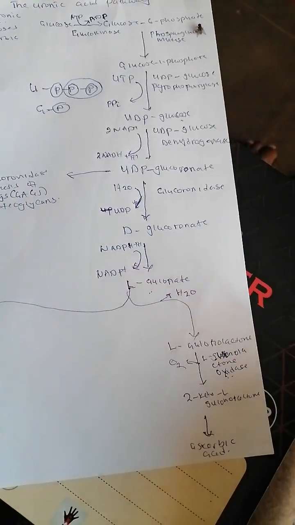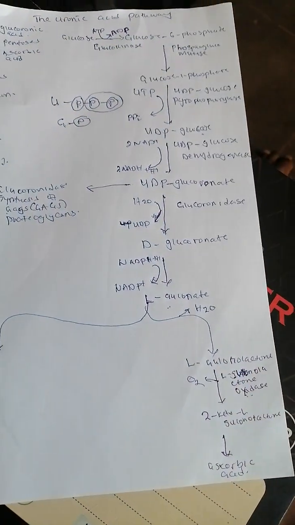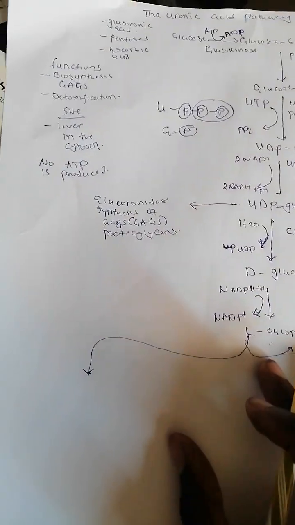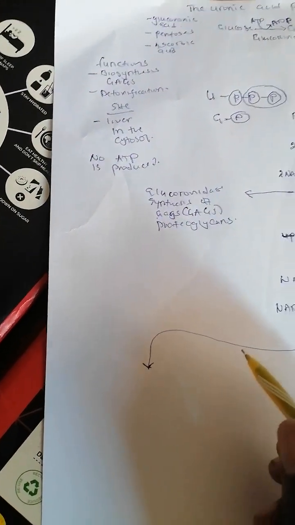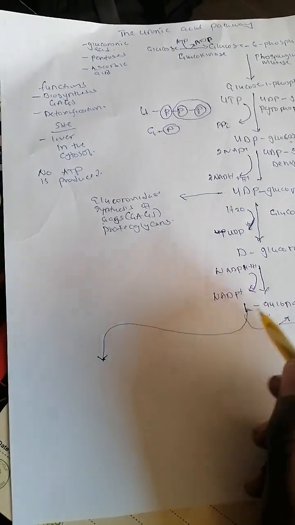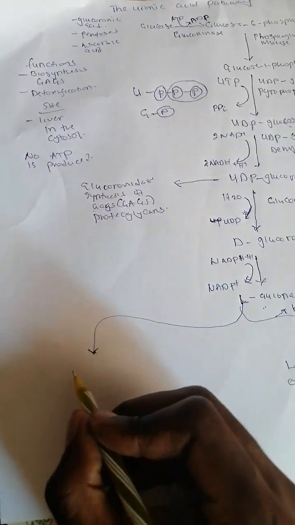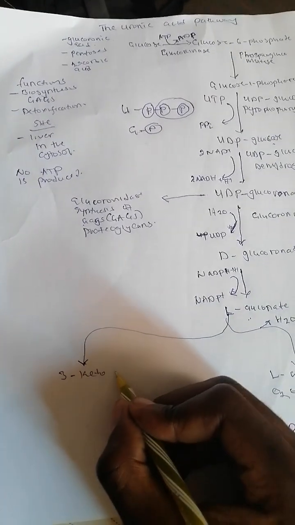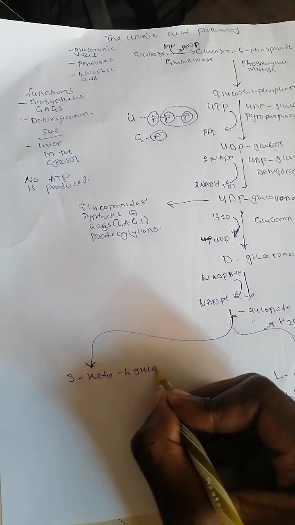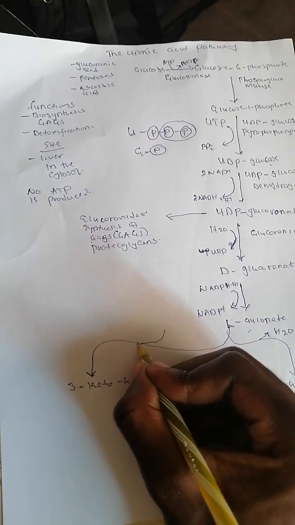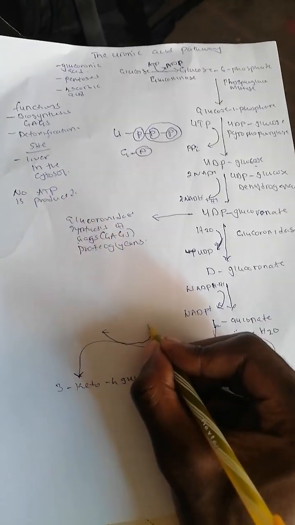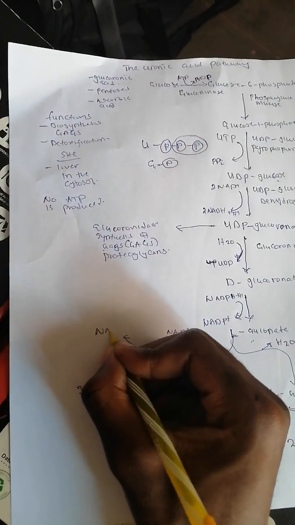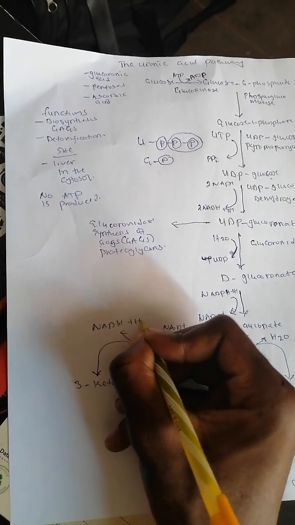So now let's proceed. Also, let's view the pathway from the other direction, where we've got the same L-gulonate being converted to 3-keto-L-gulonate. Here we're going to notice that there will be an oxidation reaction where NAD positive is being converted to NADH plus H ions.